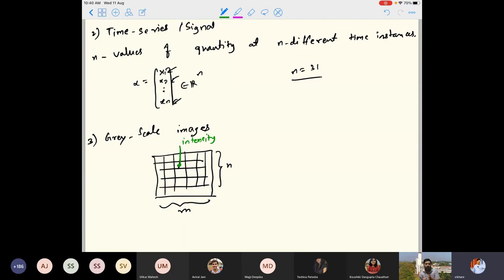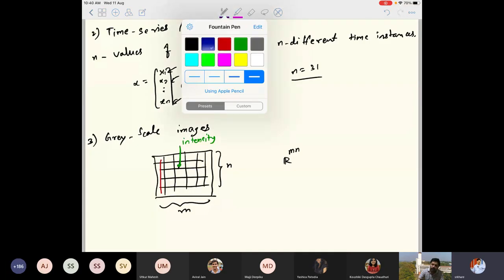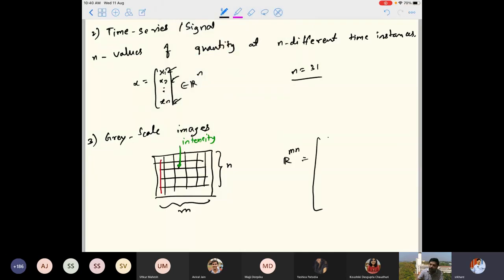So these grayscale images, m cross n matrices, you can write them as a vector in R^(mn), m times n, so it will be really a very long vector. And how will I get such a long vector? First, I will store all the entries in the first column. I will write down all those entries first. This is an interesting operation, called vectorization. So the first n entries are the first column entries.